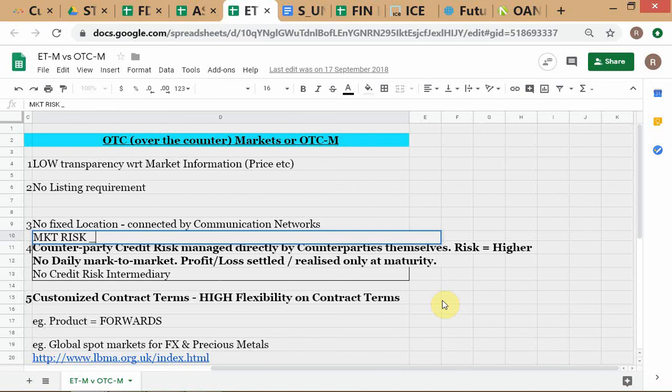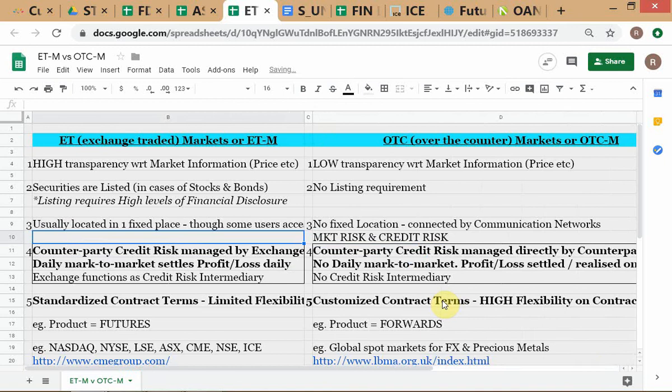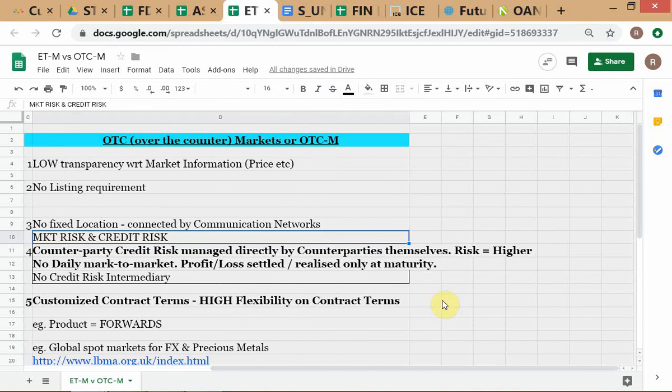Market risk plus market risk and credit risk. Is this clear? So it's not looking pretty, but I'm just writing it here. You understand what this means, because the counterparty credit risk is managed by the counterparties themselves. So when you're trading in OTC markets, you have both market risk and credit risk on your head.